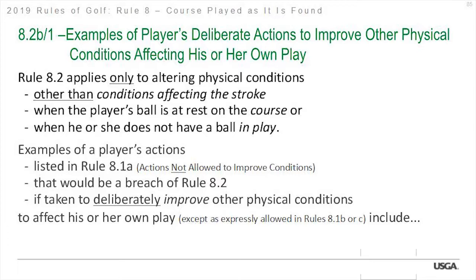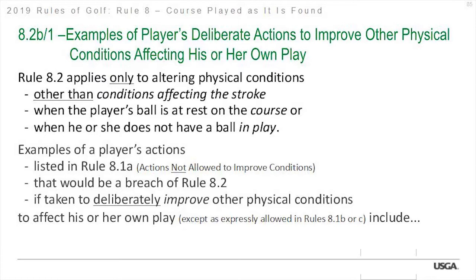Okay, some examples of players' deliberate actions to improve other physical conditions affecting his or her own play. Again, this applies to altering the physical conditions when the player's ball is at rest on the course, or when he or she does not have a ball in play. So either way, whether your ball's in play or not, if you're affecting where your ball might end up, you're going to be penalized. Okay? Examples of players' actions listed in 8.1 would be a breach of 8.2 if they're taken deliberately to improve other physical conditions.